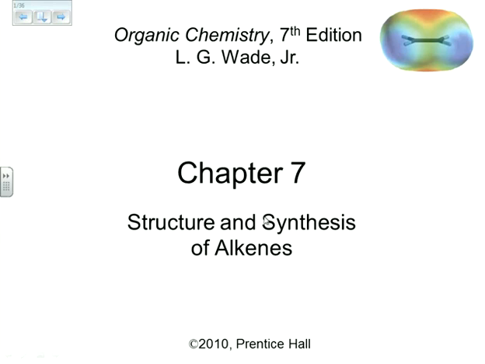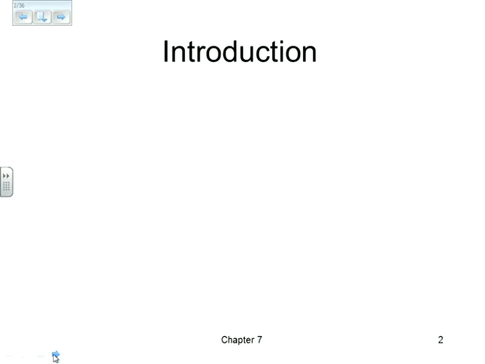Now we've already learned how to make them. How do we make them? Elimination reactions, E1s and E2s. So this chapter is just going to go a little bit more in depth into E1, E2. Okay, we've already done it. You just need a leaving group and a base. Okay, and you can make a double bond.